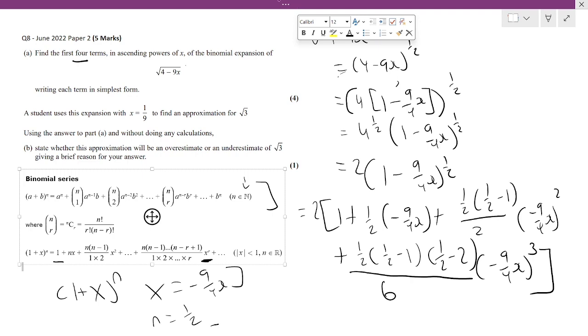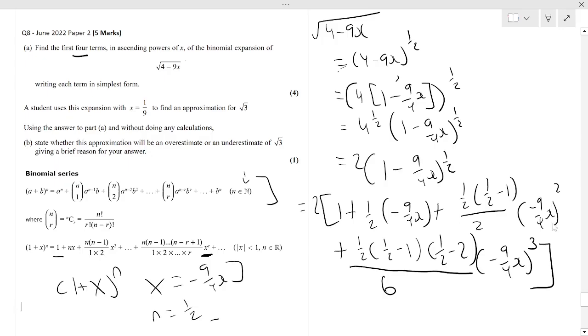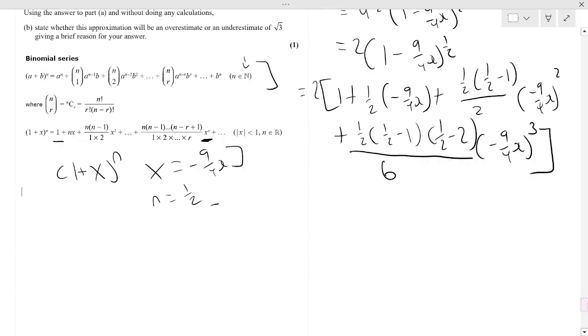it's so slow now. And now we just simplify it all, right? You can use the calculator to do this, so it's going to be 2, if it lets me. 2, lots of 1, and then I'm going to simplify the first bit, so a half times minus 9 over 4 is going to be minus 9 over 8. So it's going to be plus, well, minus 9 over 8 x.